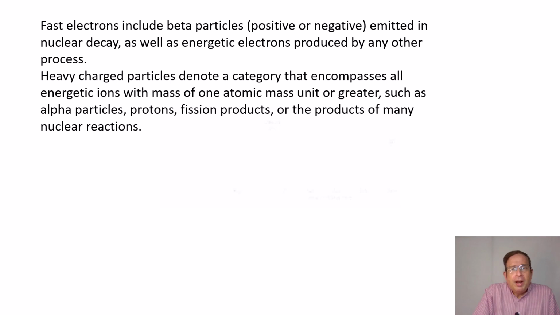The other types of particles that can come out during a nuclear decay are the heavy charged particles. These are basically all positive ions, or positive nuclei, that come out with atomic mass of 1 or greater than 1, such as alpha particles, protons, or fission products.